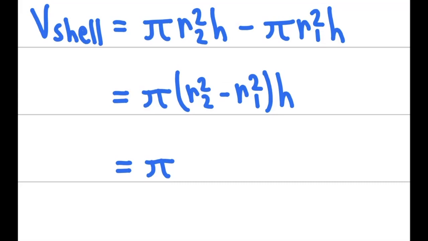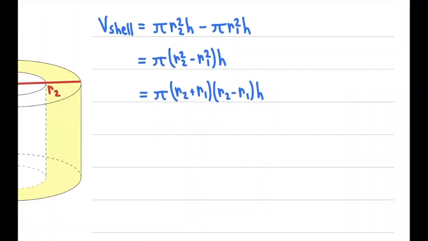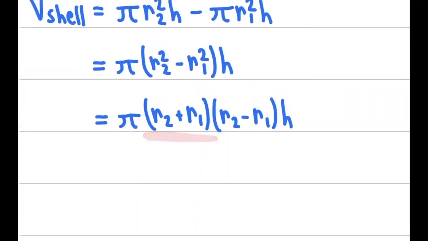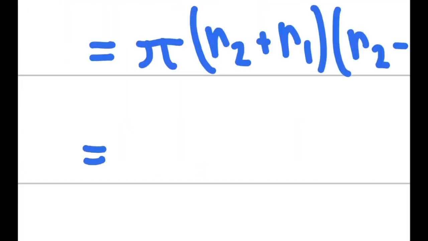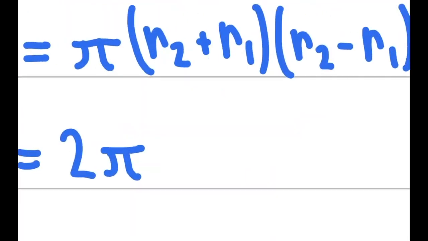Okay, anyway, it's a difference of squares, and you factor that. In factored form, it's R2 plus R1 times R2 minus R1. So a plus b times a minus b. I'm going to do something kind of slick now. I'm going to multiply and divide by 2, so that will become 2 pi.